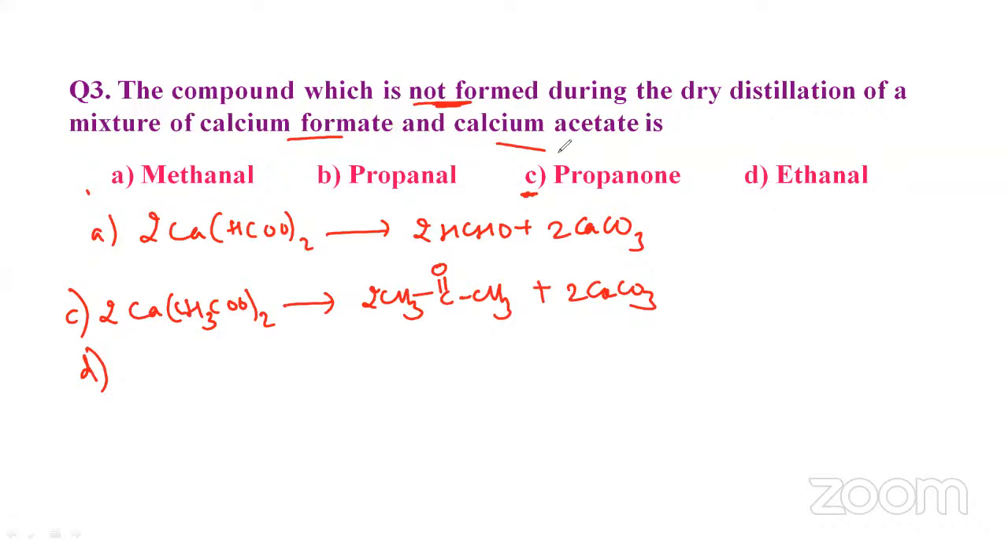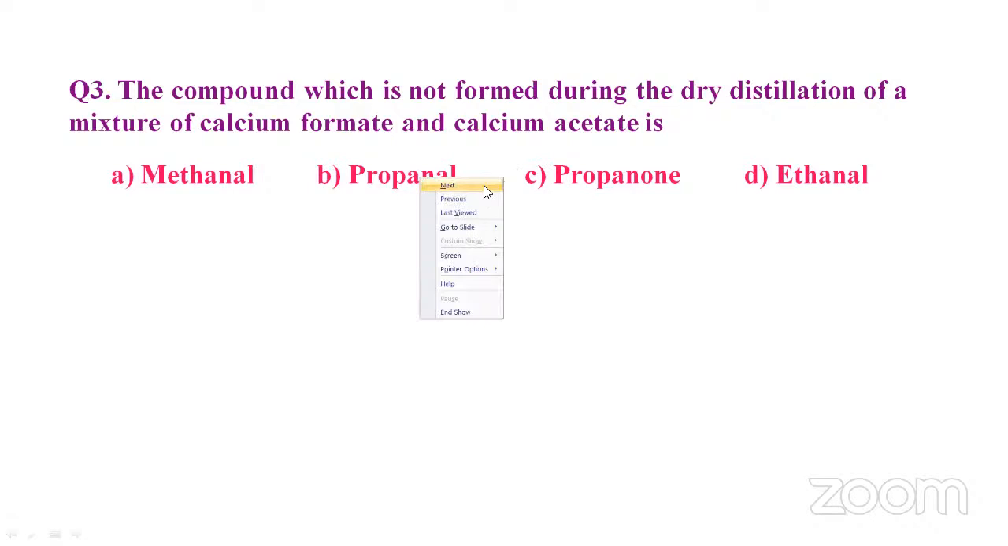Calcium formate plus calcium acetate can give you ethanol, right? So the compound which is not formed is your what? It is propanol, B. Okay, it is B. B is the answer. So we'll go for the next one.